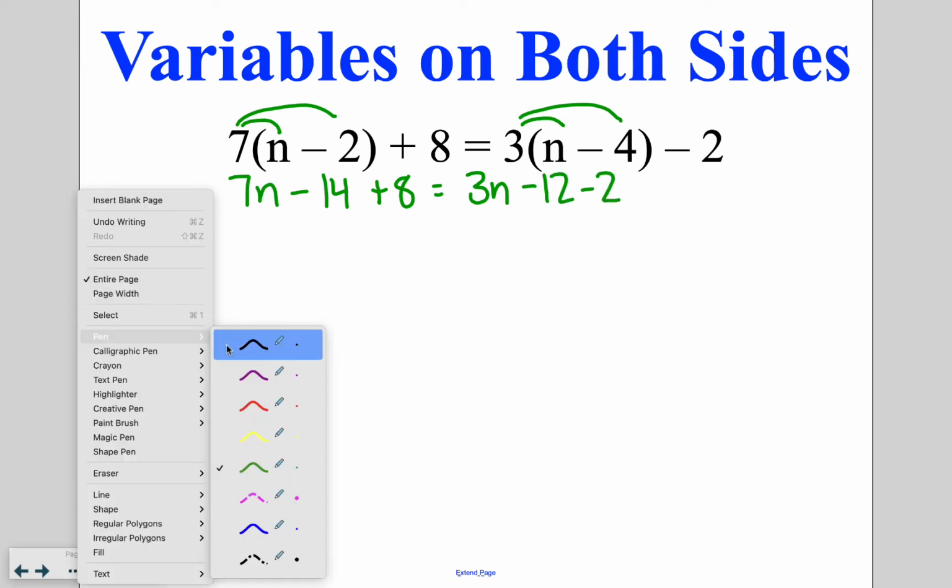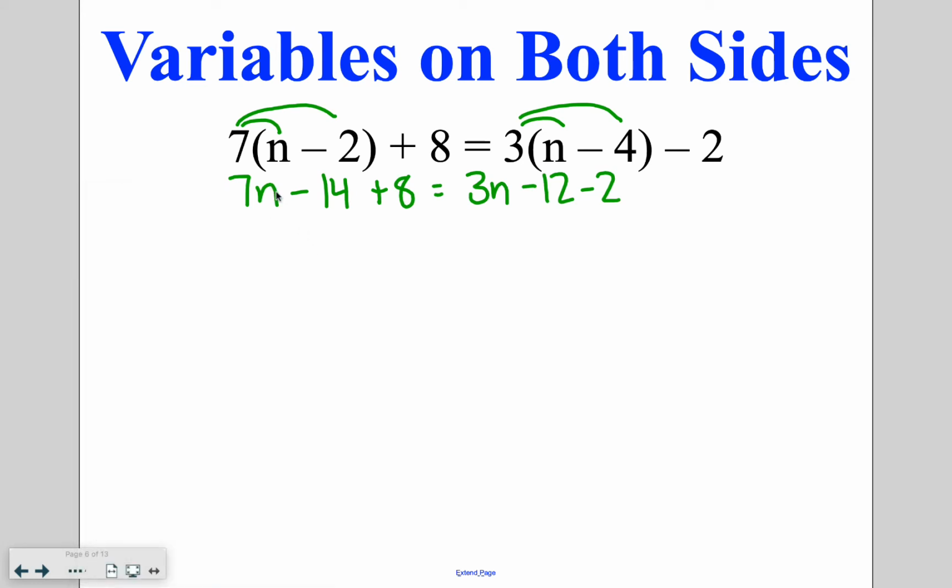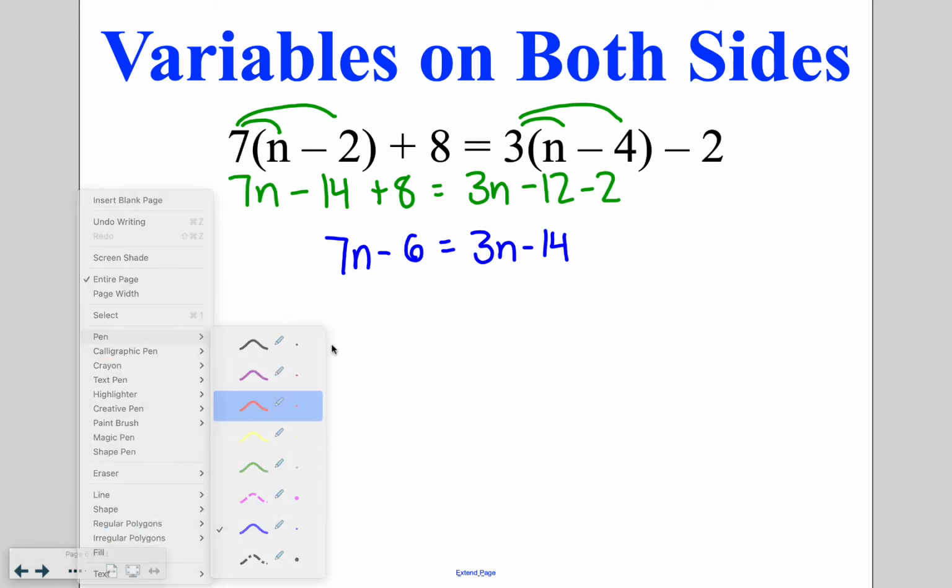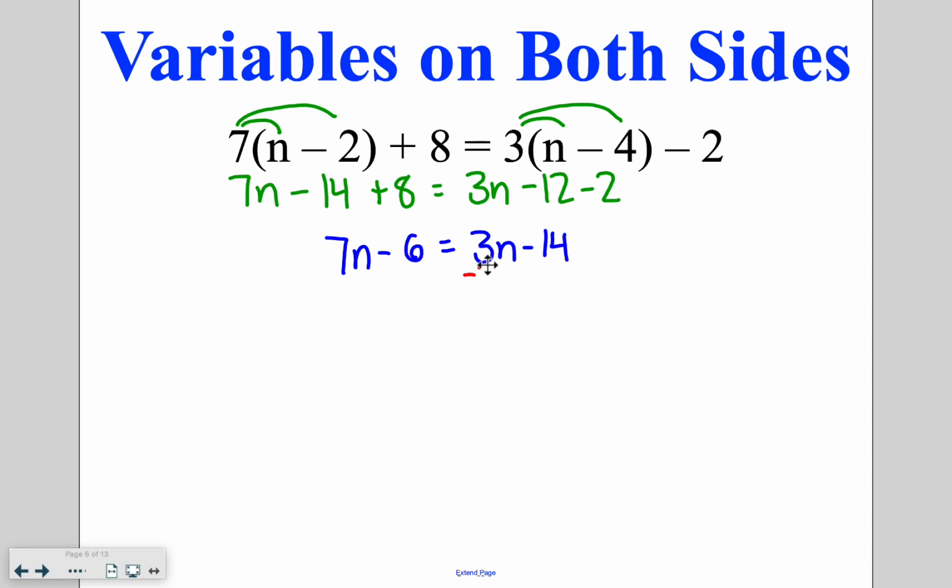I can continue to simplify each individual side at this point. 7n minus 14 plus 8 is going to simplify down to 7n minus 6. Negative 14 and positive 8 gives me a negative 6. On the right side, I have 3n minus 12 and minus 2 more is going to give me negative 14, or subtracting 14. So before I moved anything from the left to the right or the right to the left, I simplified each side of my equation. Now I'm going to try and get my variables together to keep my coefficients positive.